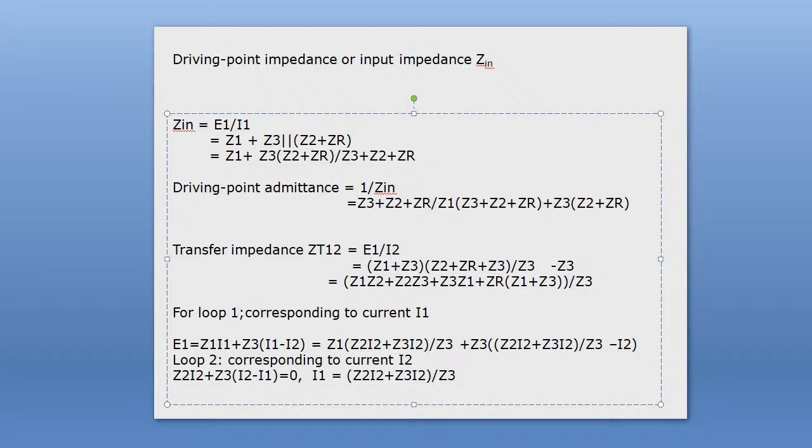One thing everyone remember, that the unit of impedance is ohm, and the unit of admittance is mho. So everyone can calculate the expression of these quantities for any given circuit.